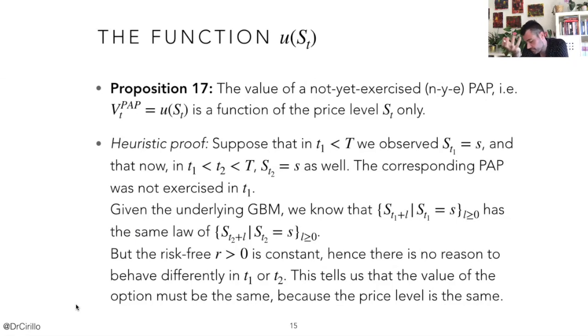Now, this is a very simple heuristic proof of the fact that what really matters for us, in order to decide whether or not to exercise the perpetual American, is just the price level. This is the only thing that we have to take into consideration to decide if we will exercise or not. And this is also why we can simply define our tau, our optimal exercise time, in terms of just the price process being below a given price level, a given price boundary.